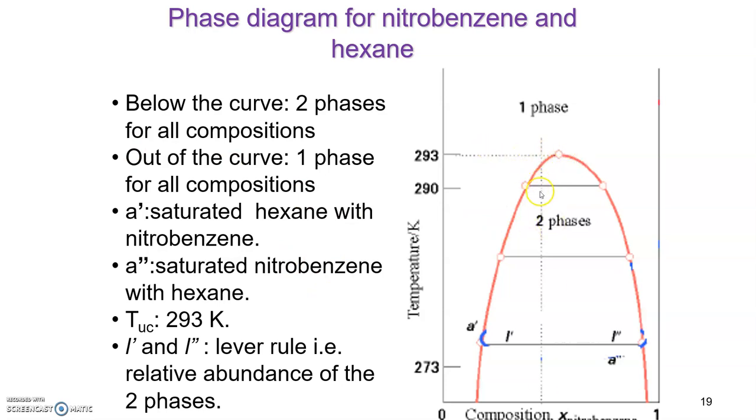So below this, we can see there is clearly a two-phase region where we can see the nitrobenzene and hexane. And then the TUC, or the upper critical solution temperature, for this system lies at 293 Kelvin and above.